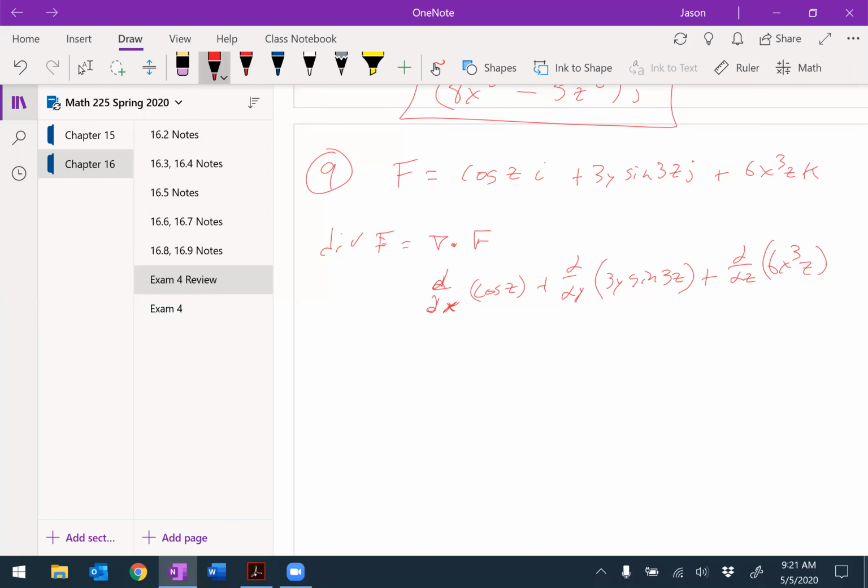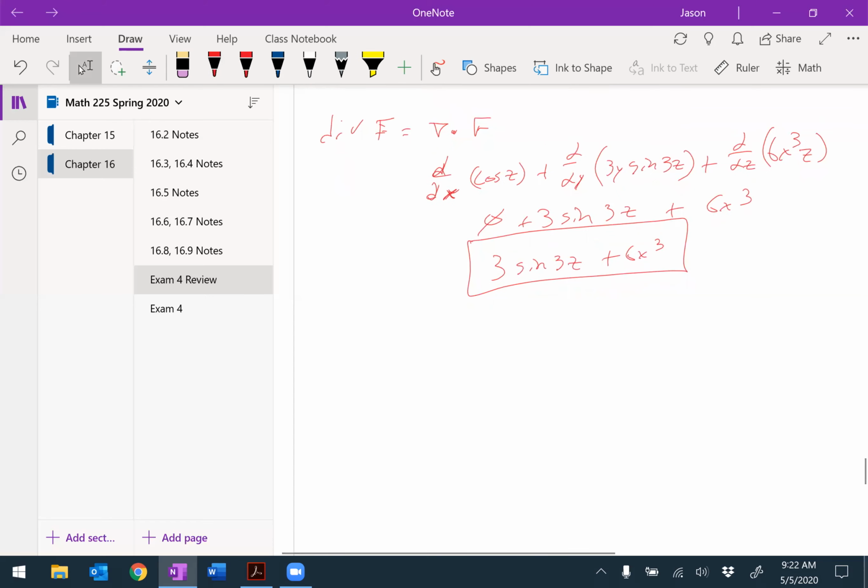Okay, so d dx of cosine z, that's just 0. d dy of 3y sine 3z, that's just 3 sine 3z. And then this guy, d dz of 6x cubed z, that's just going to be 6x cubed. So I'm left with 3 sine 3z plus 6x cubed, and that's my divergence.